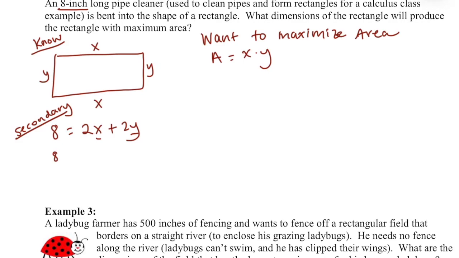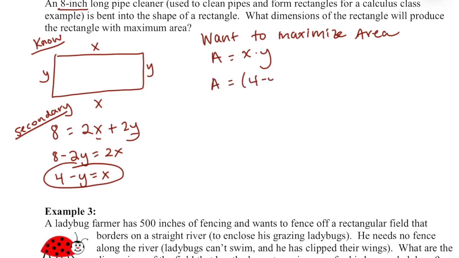So I get 8 minus 2y equals 2x, and then divide by 2, 4 minus y equals x. So that's what I'm going to plug in up here. 4 minus y for x, then I still have times y. I'm going to simplify this by distributing the y.